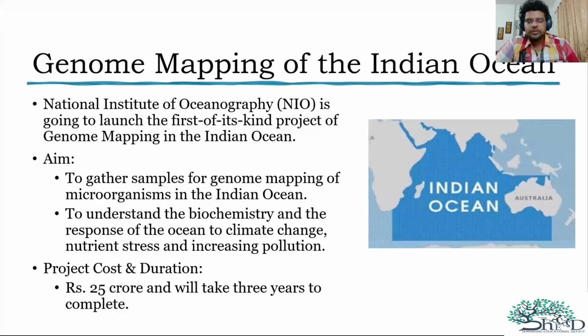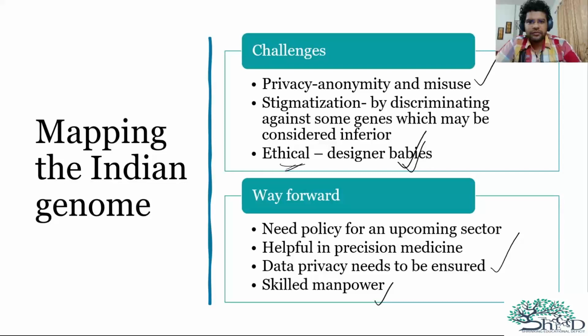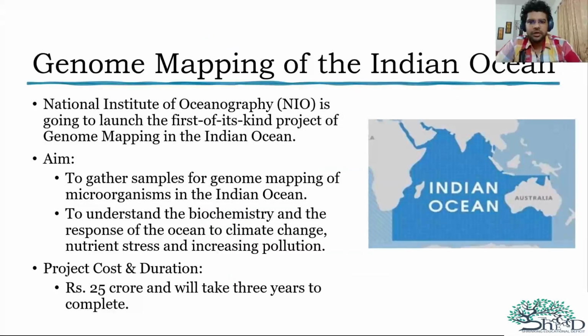Next topic, next part of this genome mapping only. So first I have explained to you the mapping of the Indian genome. Now a similar topic is there, genome mapping of the Indian Ocean. Now this is a little different. In the previous topic, it was the mapping of the genome of humans. Here it would be basically of the marine animals, right?